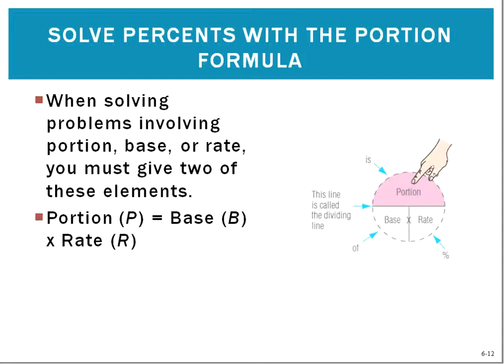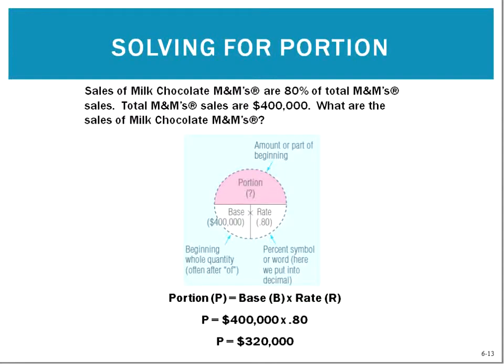So what does this mean? The portion is what percent of the base. Your portion is what you have. Your rate is the percent, and the base is the total, your "of." Of 55 for the M&Ms, that's the total. So let's look at some problems using this circle.